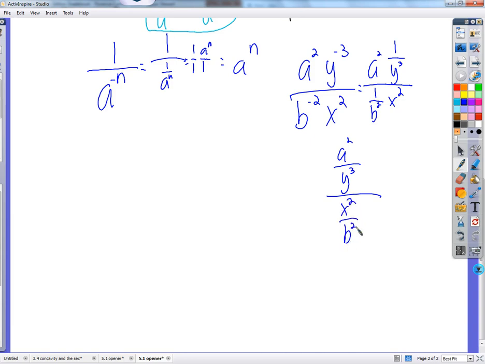We're dividing a fraction by a fraction, so we'll multiply by the reciprocal. So we get A squared over y to the 3rd times b squared over x squared, and that's A squared b squared over y to the 3rd x squared.